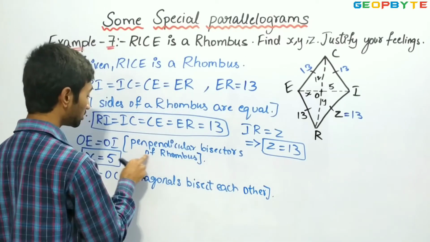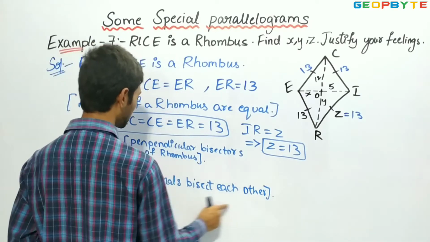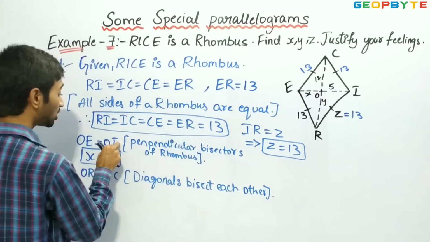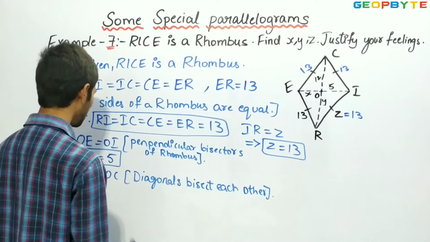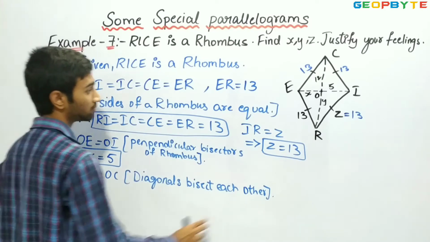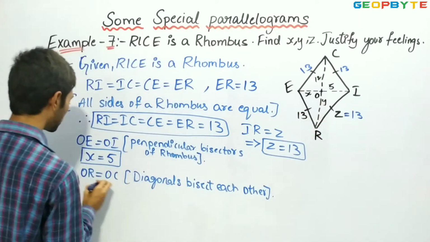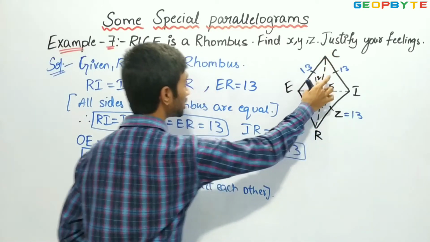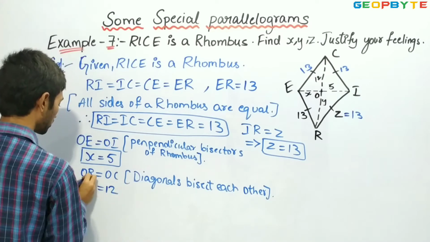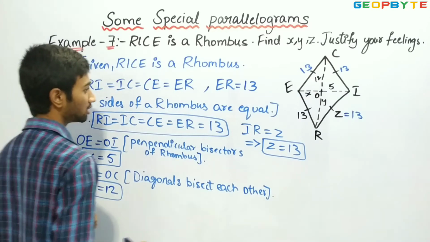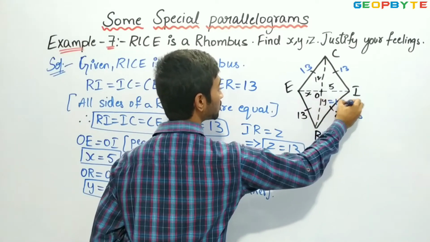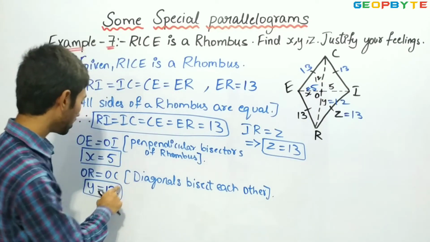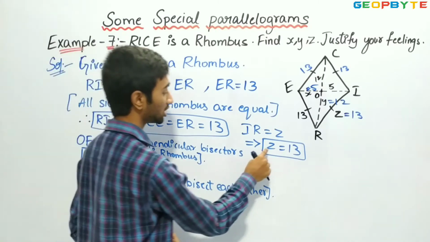Here, for this also we can write the same reason. Diagonals bisect each other. Here also diagonals bisect each other. So here OR is equal to OC is equal to 12. So we got Y equal to 12. So value of Y is equal to 12, X is equal to 5. So we got X equal to 5, Y equal to 12 and Z equal to 13.